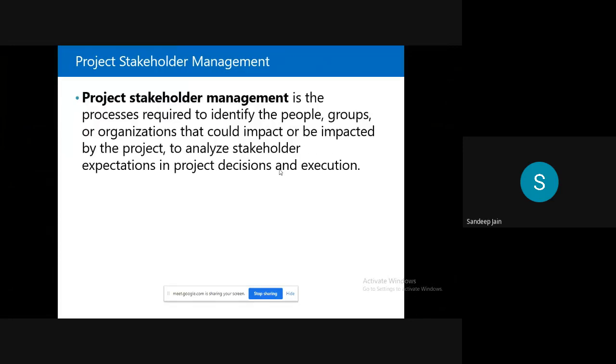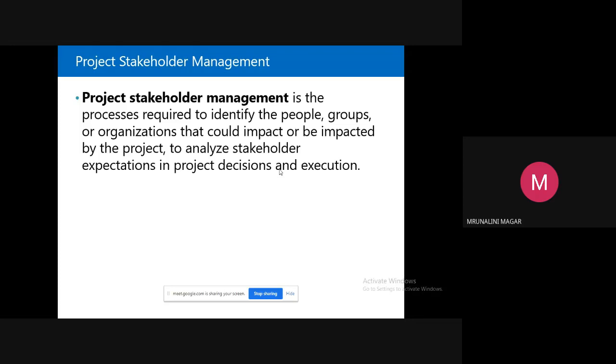Okay, so somebody can read this for the class. Yes, sir. Project stakeholder management is the process required to identify the people, groups, or organizations that could impact or be impacted by the project, to analyze stakeholder expectations and their impact on project decisions and execution.